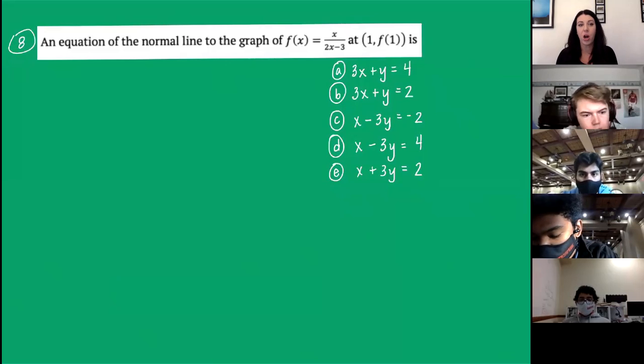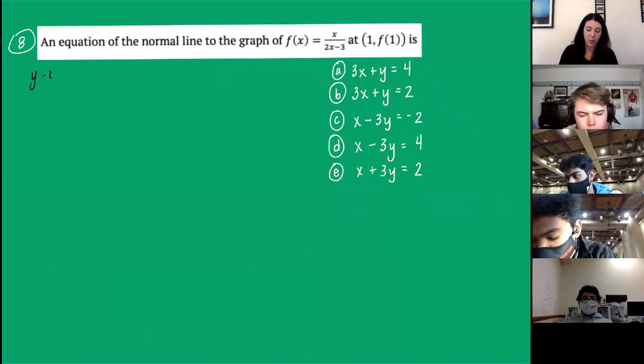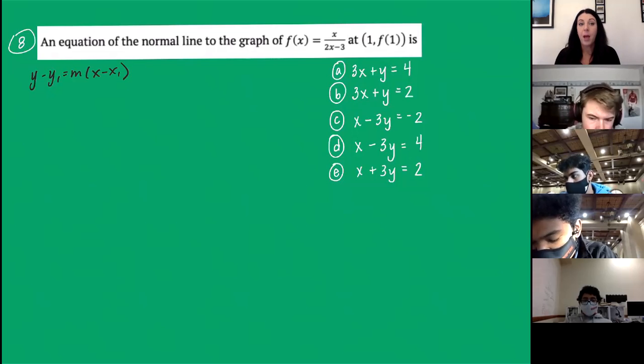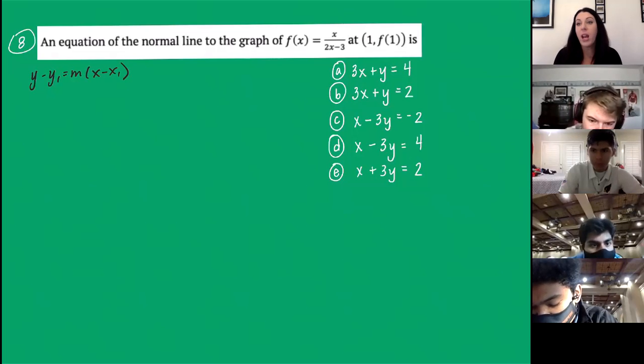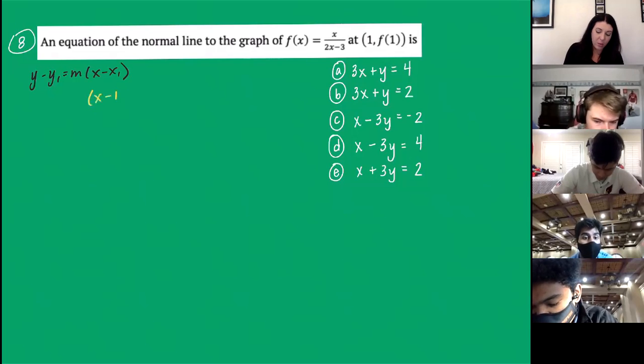There's a couple things that are hard about this. One, anytime we're doing an equation of a line, we're going to start with y minus y1 equals m times x minus x1. That's not the form it's written in our answers, but it's still the easiest form to start with. We have one piece of information given to us off the bat. What is x equal to? x is equal to 1. So I can fill in my x1, and we have x minus 1 there.